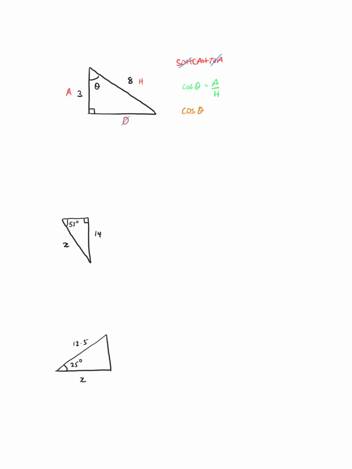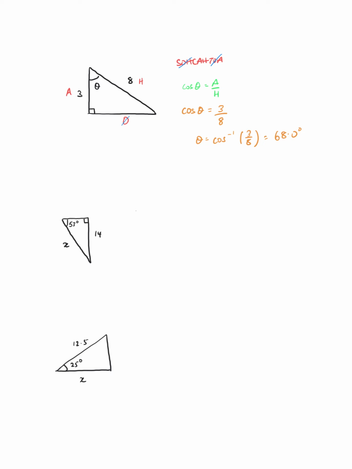Substituting what we know. I don't know the angle. Cos of the angle is A, which is 3, over H, which is 8. This time I'm finding an angle, so I use shift cos, so cos -1. So I'm finding the inverse cos of 3 over 8, which is, to 3 significant figures, 68.0.